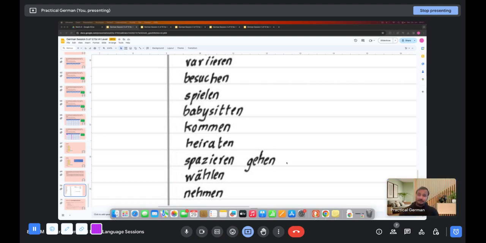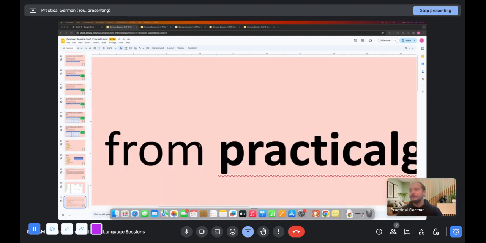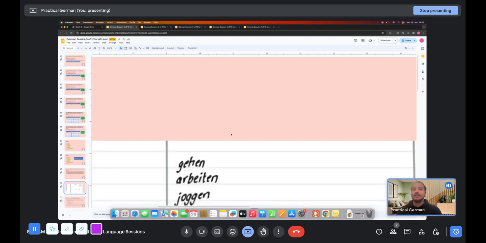Wählen. Nehmen. No idea about the meaning? So wählen means choose. It may also mean to vote. It may mean both things. Then there is this noun Wahlen. Wahlen means voting, voting is going on. Nehmen means to take.